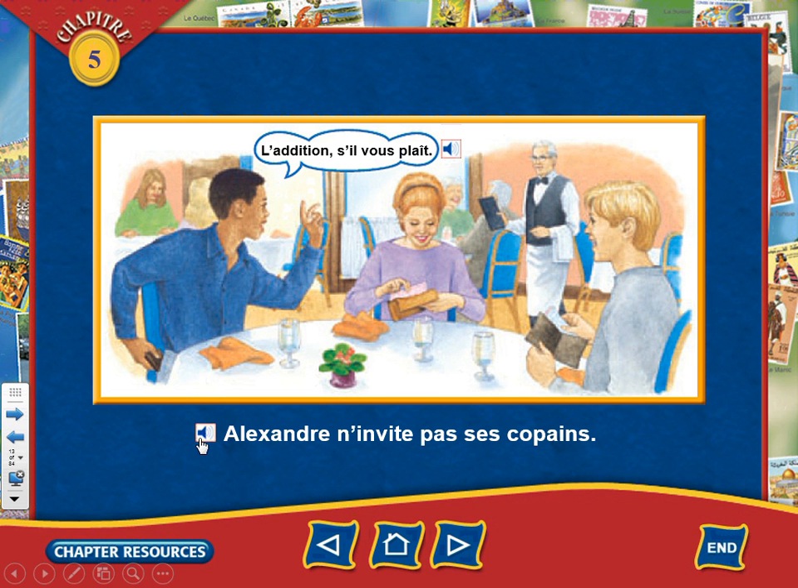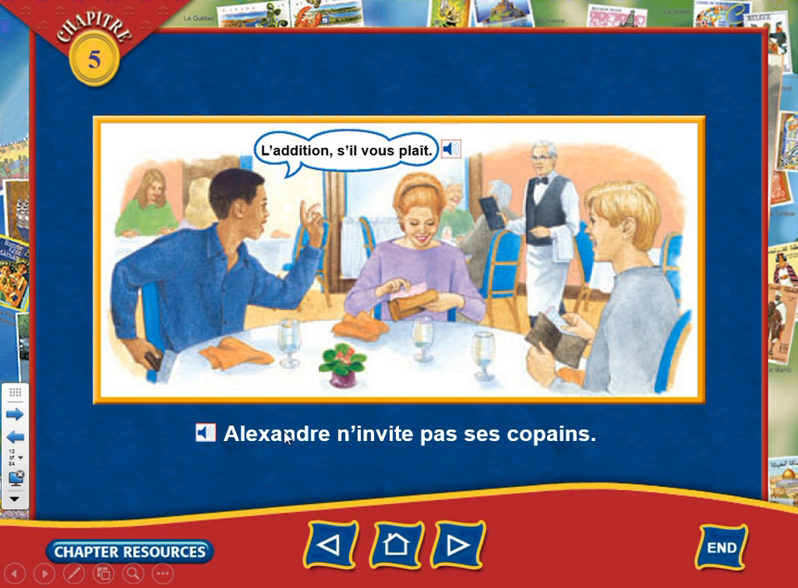Alexandre n'invite pas ses copains. You remember this verb? It's an ER verb, inviter. It means to invite. Now, in French, when you invite your friends to a meal, you're very specific about it. You tell them, I'm inviting you for lunch. That means you're going to pay for them. However, if you just say to a friend, do you want to go to the cafe with me? On va au café? That means that everybody's going to pay for themselves.